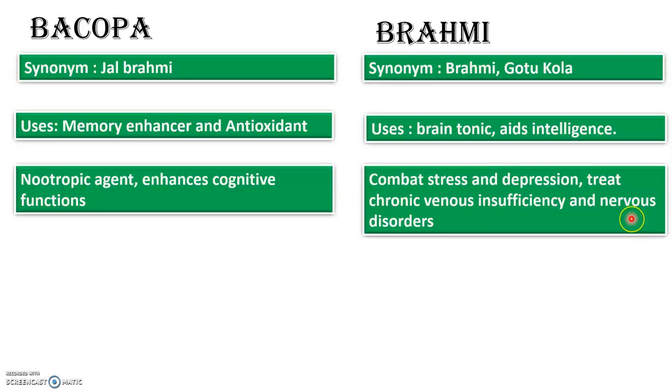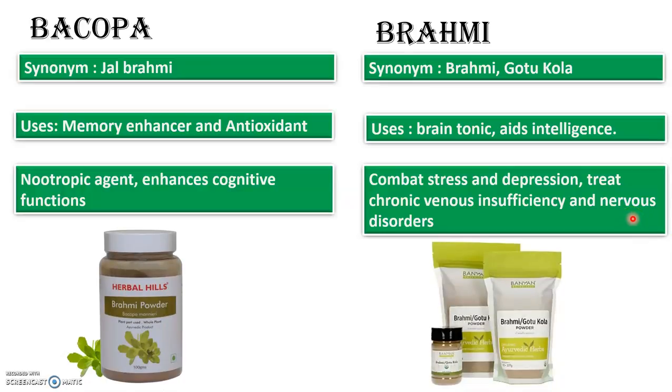Look into the marketed preparation of these drugs. We have Brahmi powder, Bacopa monnieri, manufactured by Herbal Hills, whereas Brahmi powder or gotu kola, manufactured by Banyan, which is your Centella asiatica. So both these drugs have the same marketed name, which is Brahmi, which leads to this confusion and substitution.